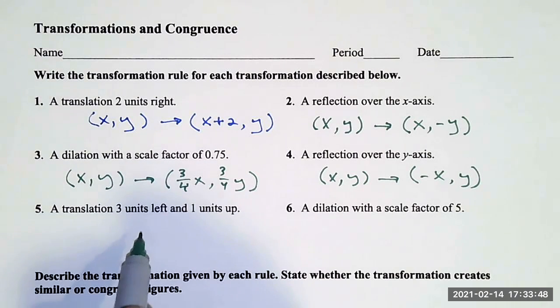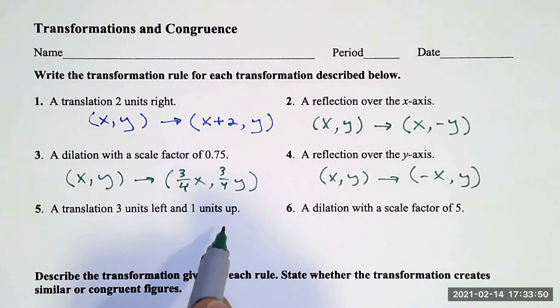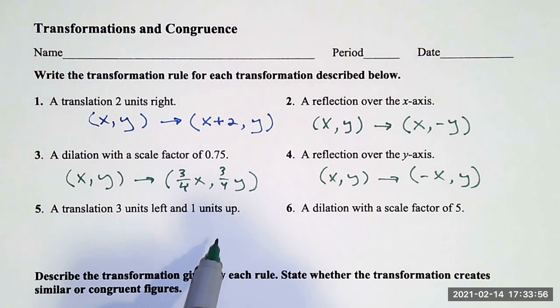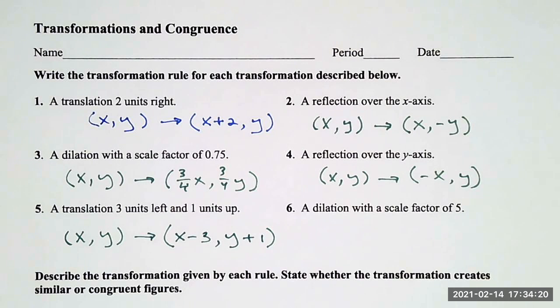A translation 3 units left and 1 unit up would be 3 units in the negative direction horizontally and 1 unit in the positive direction vertically. So you end up with x subtract 3 comma y plus 1.